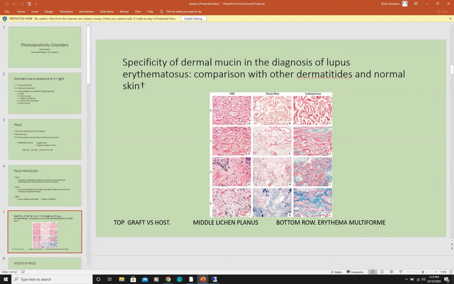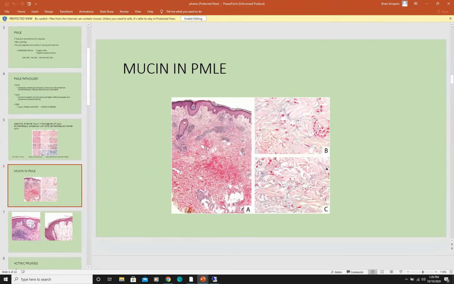The top is graft versus host disease, the middle is lichen planus, and the bottom is erythema multiforme, and this one is lupus. And you can see that erythema multiforme and even in lichen planus, there was some mucin deposition. So this mucin deposition is not entirely specific for lupus, and one must be careful when diagnosing PMLE early on. But if you just use a mucin stain to exclude lupus, in PMLE, this article showed you can find some strands of mucin.